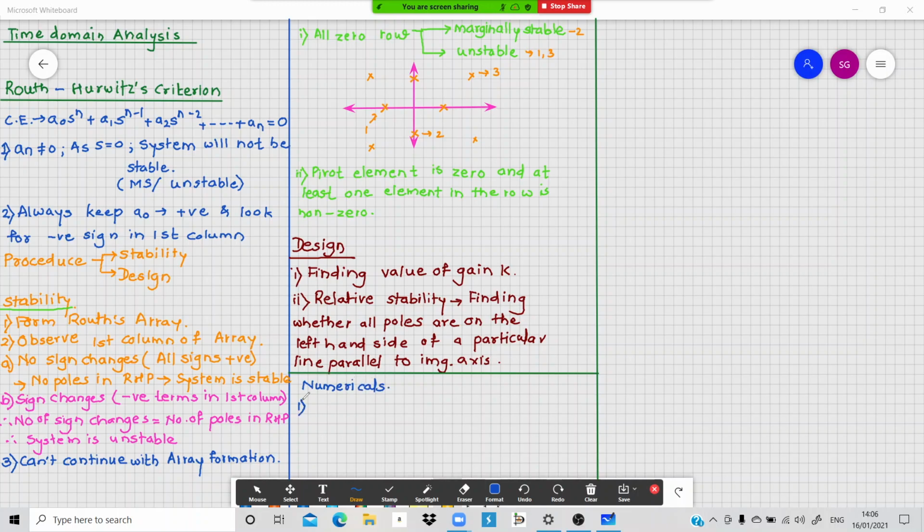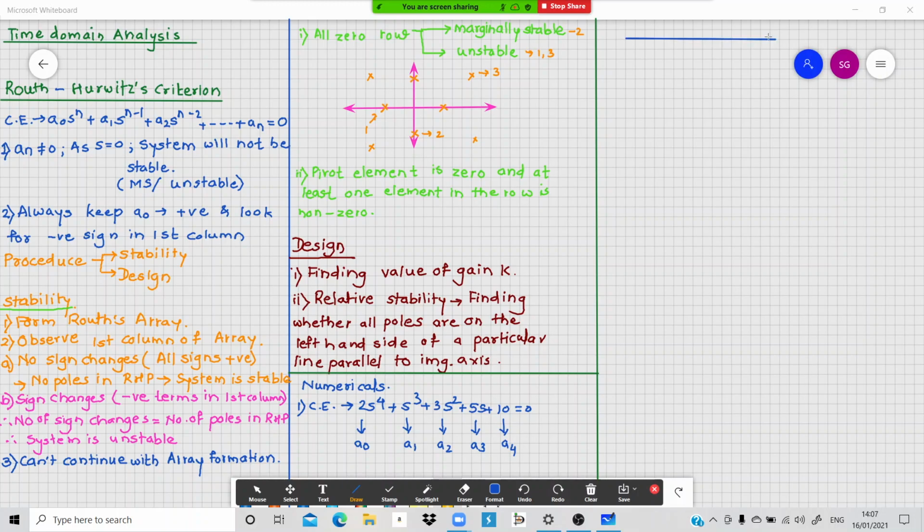And the first condition means you are having a characteristic equation. Let us say, what is that condition, we'll come to know when we solve this. 2s raised to 4 plus s cube plus 3s square plus 5s plus 10 is equal to 0, and you know all these constants. So it is a0, a1, 2, 3 and 4. So we'll form the array, the Routh array.